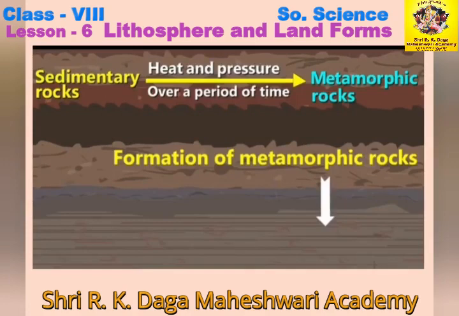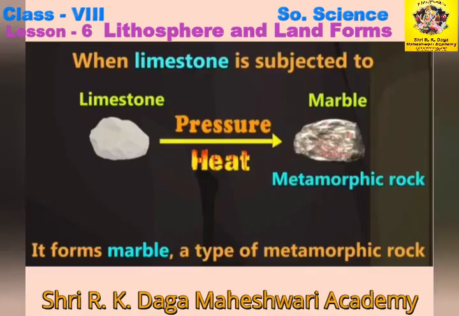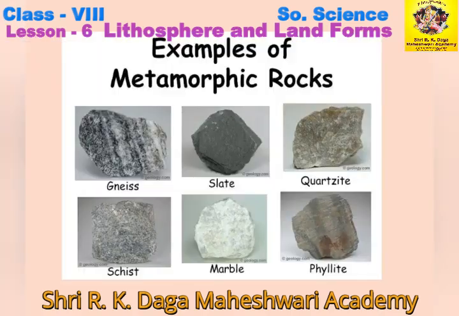These rocks are formed from igneous and sedimentary rocks when subjected to intense heat and pressure. For example, clay changes into slate and limestone into marble. The process of metamorphism does not melt the rocks. Instead, it transforms them into denser, more compact rocks. Examples of metamorphic rocks are slate, marble, and quartzite.